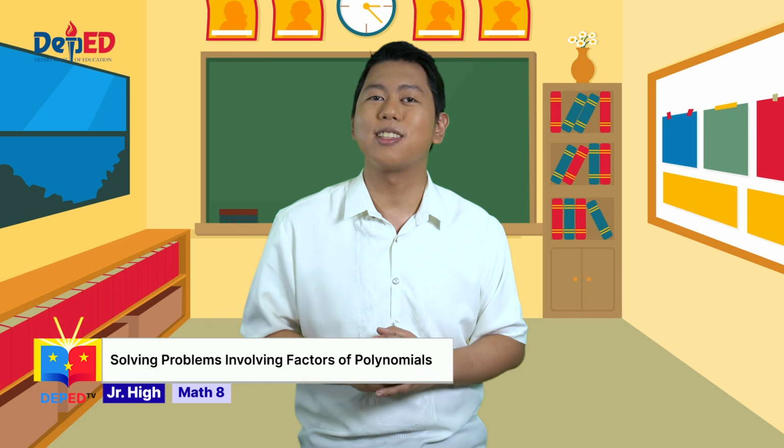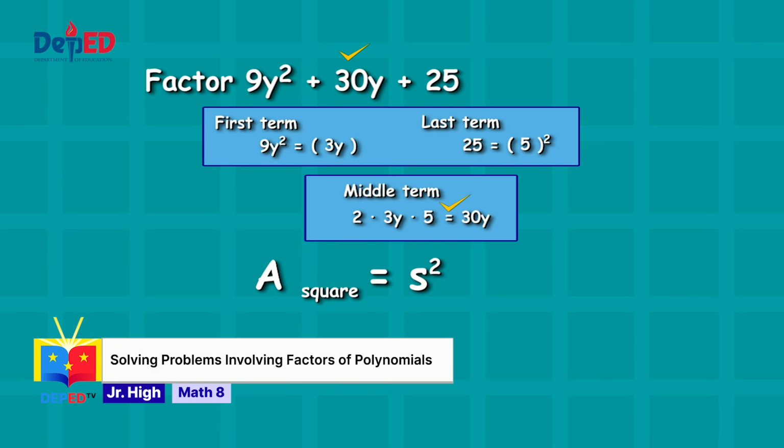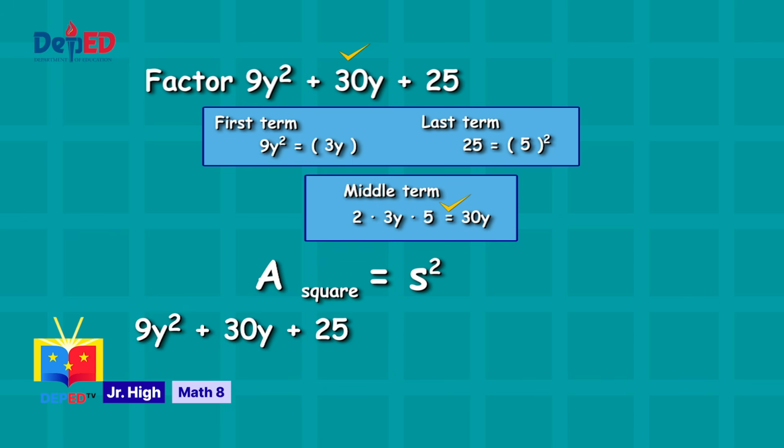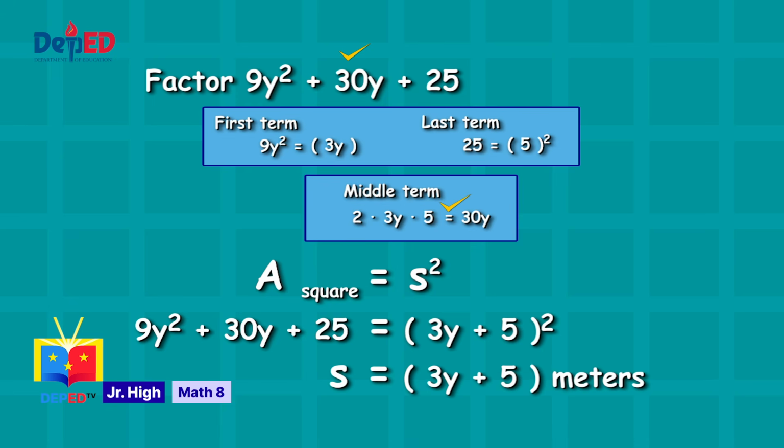After proving that this is a perfect square trinomial, we can solve for the length of the side of the square using the area. 9y squared plus 30y plus 25 is equal to the square of what binomial? The square of 3y plus 5. So how long is the edge of the vegetable garden? It is represented by 3y plus 5 meters. The most common problems that involve factoring are about the area or volume of figures.